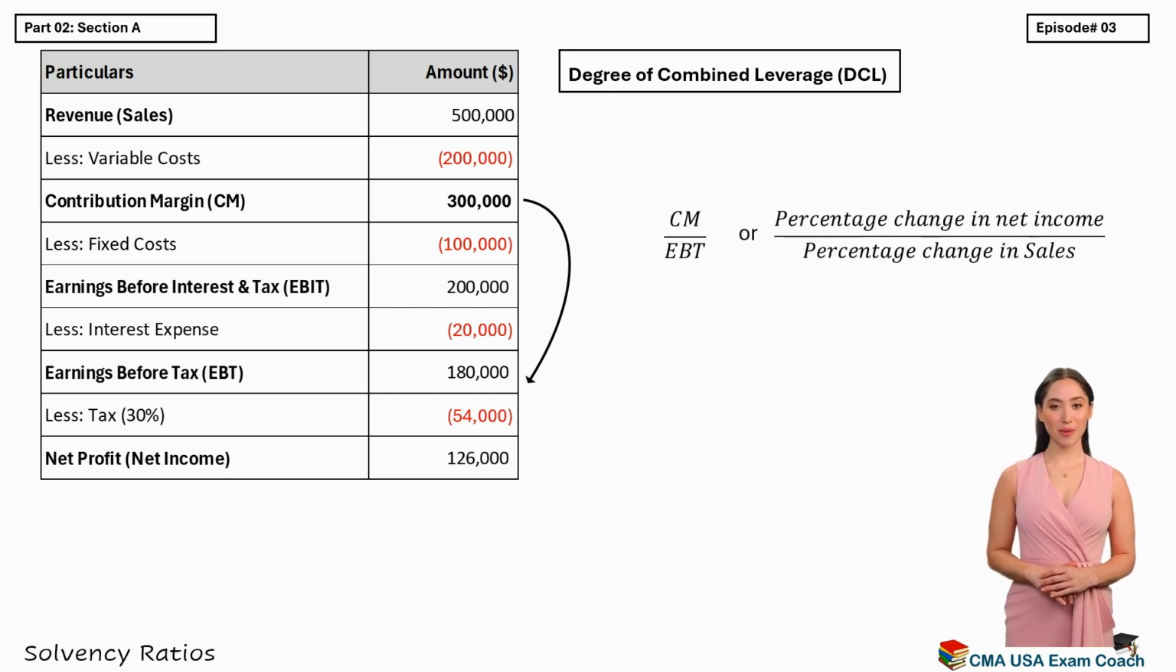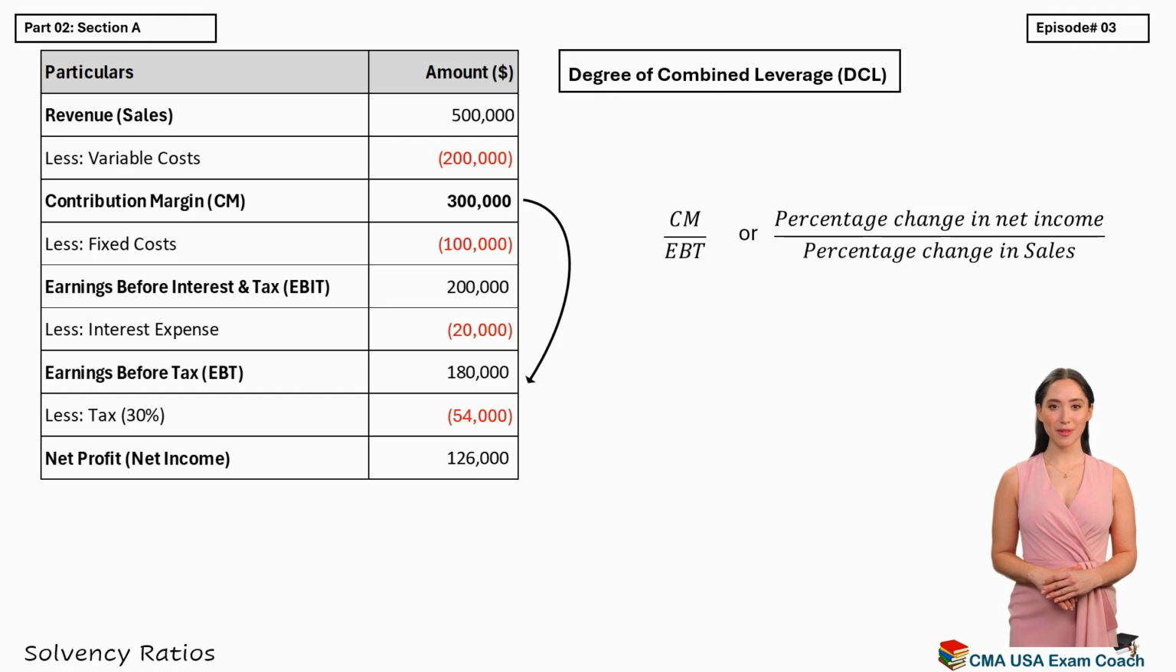Formula for degree of combined leverage equals contribution margin divided by EBT. This shows how much sales revenue is available to cover both fixed costs and interest expenses before reaching net income. Alternatively, another way to express DCL is percentage change in net income divided by percentage change in sales. This tells us by how much net income will change for a given percentage change in sales. Notes: DCL measures the total risk and return impact of both operating and financial leverage. A higher DCL means greater earnings potential but also higher financial risk.